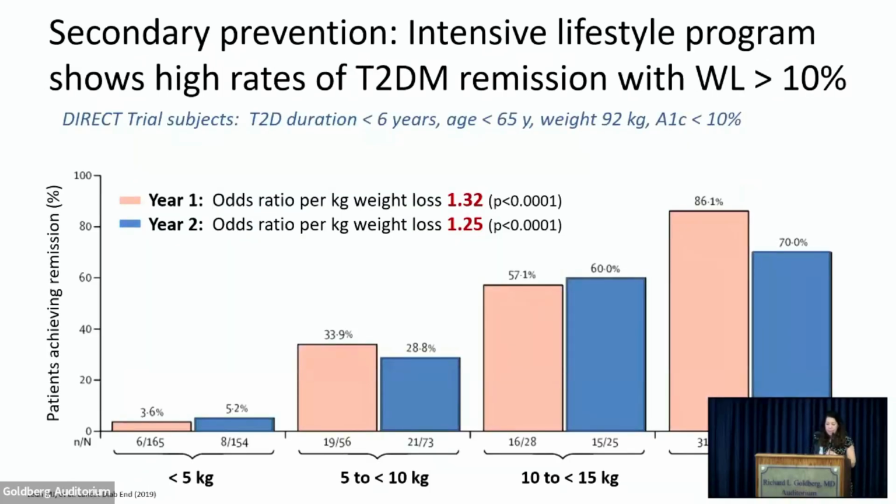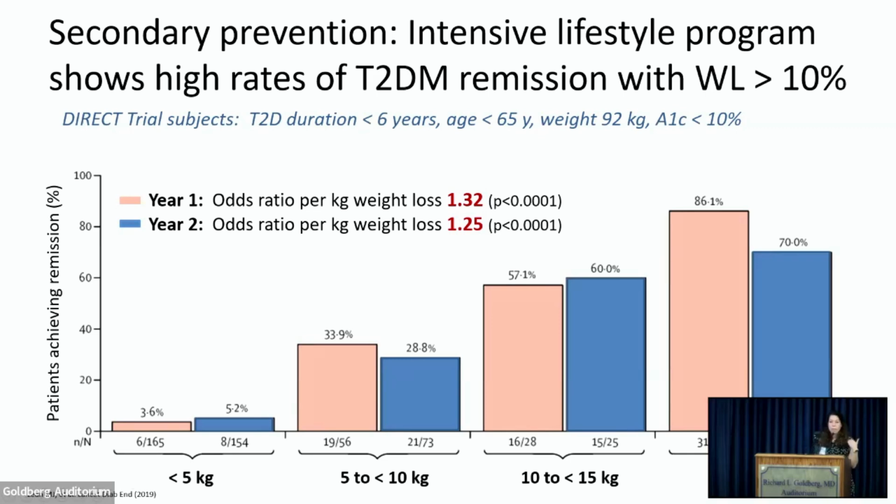So this was an intensive lifestyle modification program that showed really high rates of type 2 diabetes remission if you could achieve a weight loss of at least 10% or more. So we always tell our patients, oh, lose 5%. But when you start to look at the data, you really need to hit these higher numbers of about 10 or 15%.